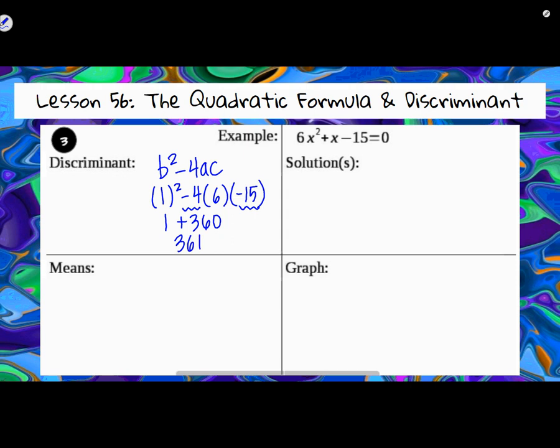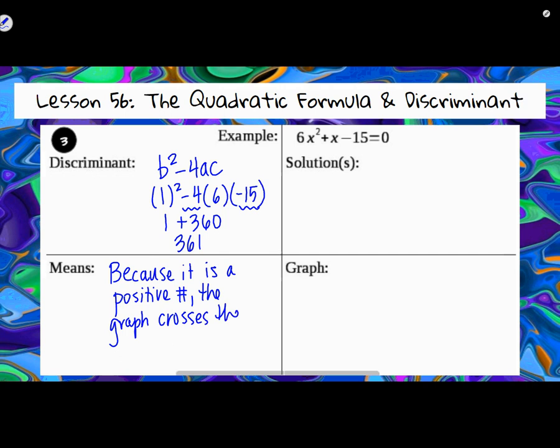So that's a positive number. Because it is a positive number, the graph crosses the x-axis twice. Now, we're not guaranteed to know if it's a nice number. We don't know. But we could look at figuring out what the solutions are.